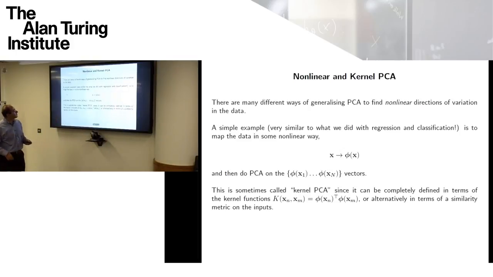Now, in exactly the same way as before, if I want to do nonlinear PCA, I can take a nonlinear mapping of my data to some feature space phi, and then apply PCA in that feature space. That's called kernel PCA, and it gives you nonlinear projections of the data.